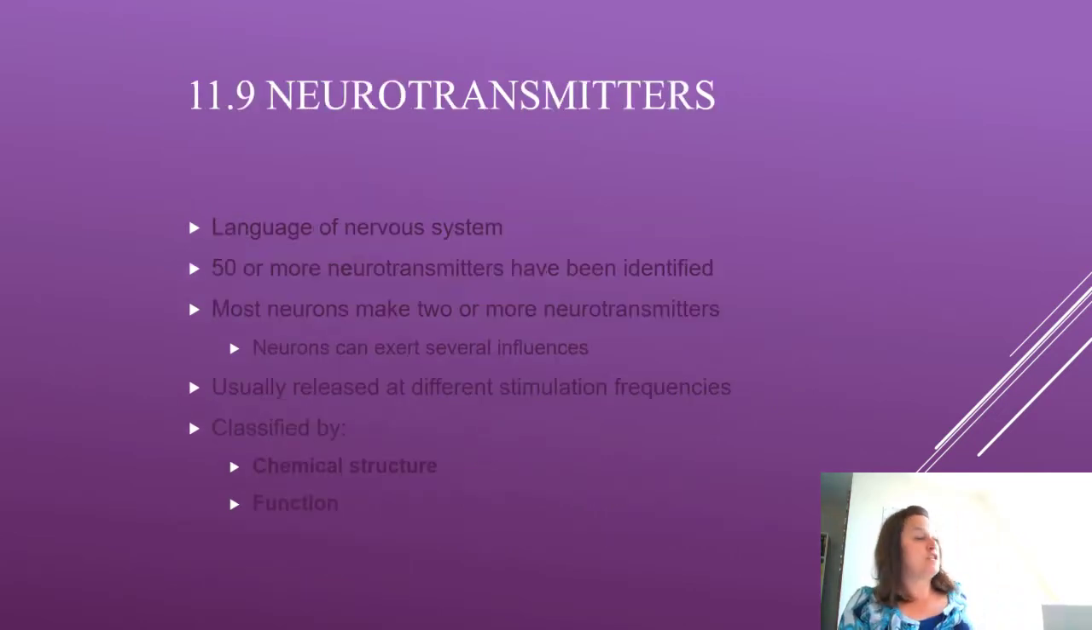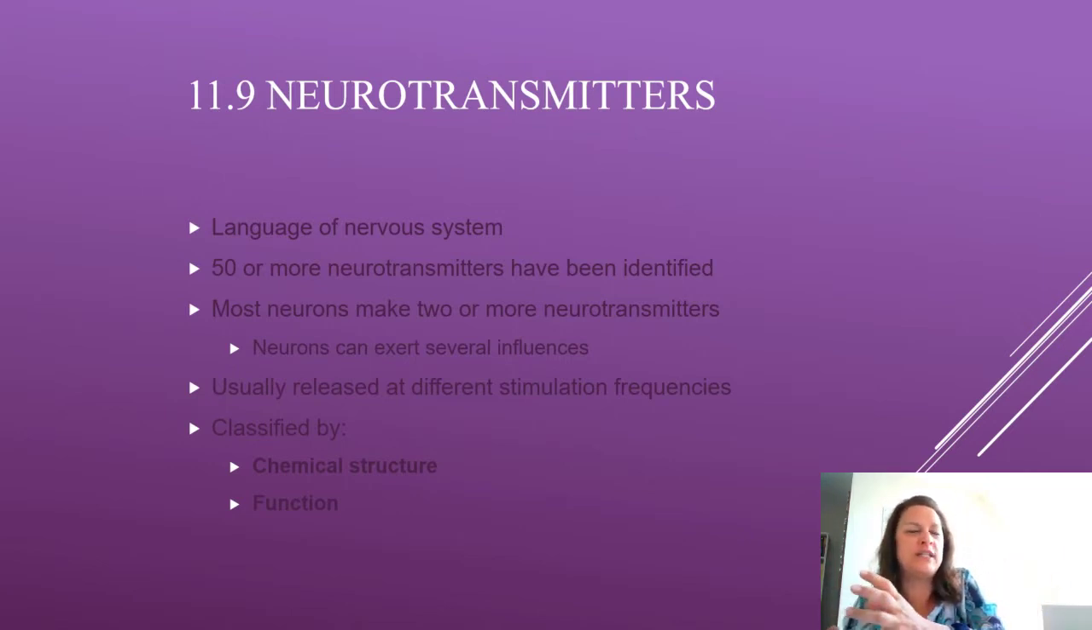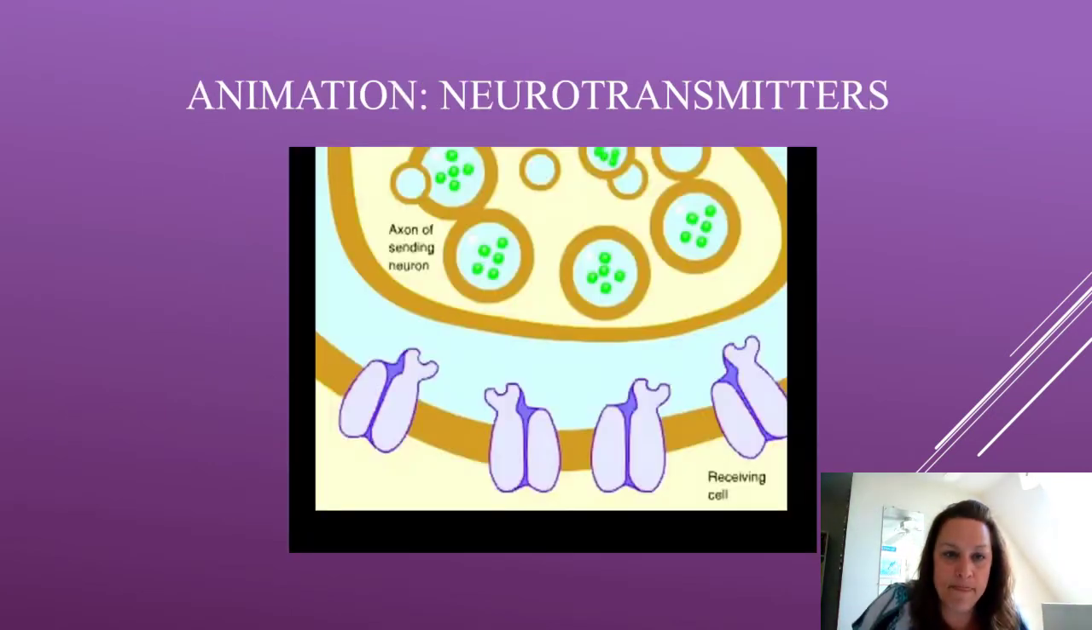Same thing though: from the axon, we need a neurotransmitter to go to the next cell. All right, so neurotransmitters, there are 50 plus or minus. They can exert several influences, right? We'll see this in the autonomic nervous system. In one situation, acetylcholine is going to cause sympathetic responses. In other instances, it could cause parasympathetic responses. So this video, again an animation, would be great for you to go and watch on neurotransmitters.